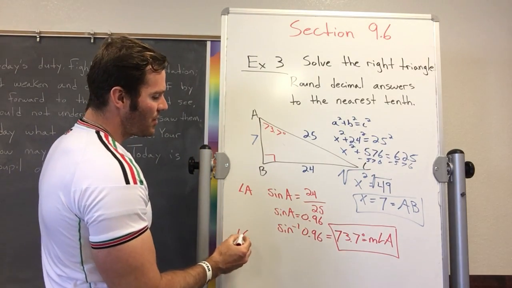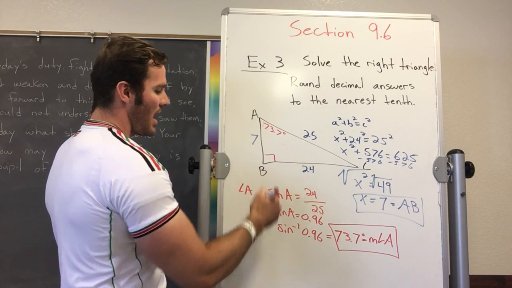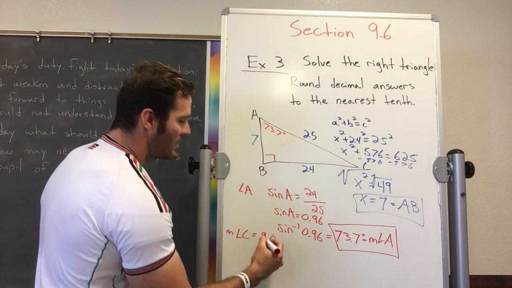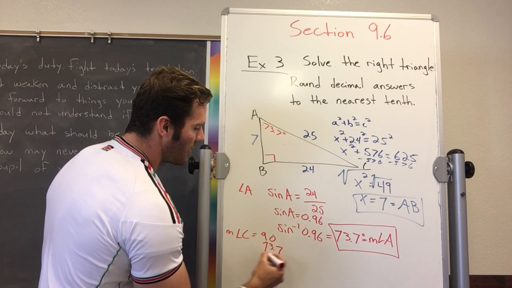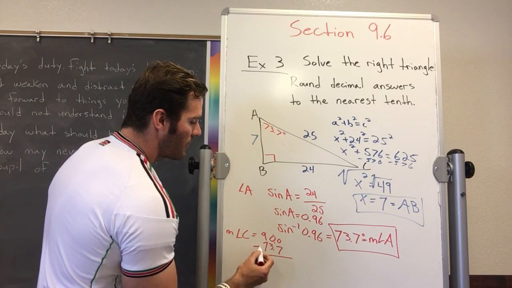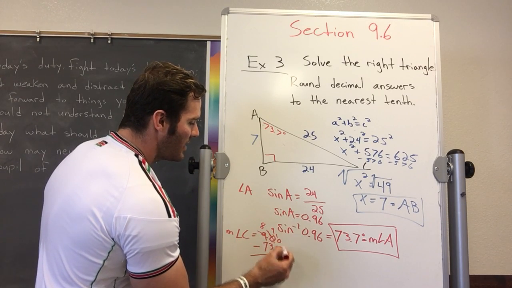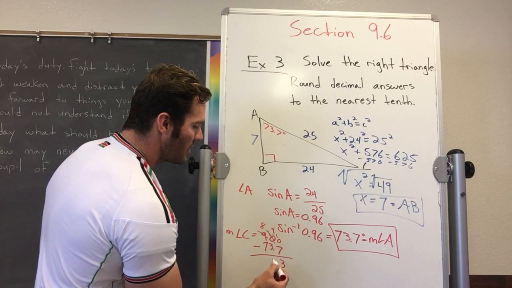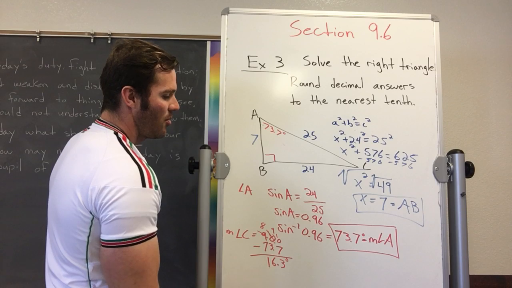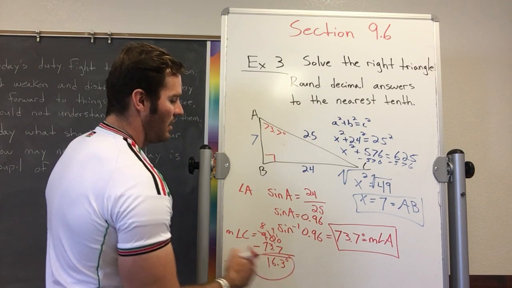Remember that, we always use that. So to find the measure of angle C, I'm just going to do 90 and subtract 73.7 degrees. And this is what I'm going to get. So let's break our numbers down. 10 minus 3 is 3, 9 minus 3 is 6, 1. 16.3 is the measure of angle C.